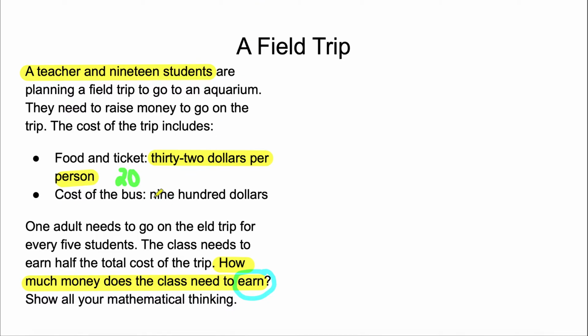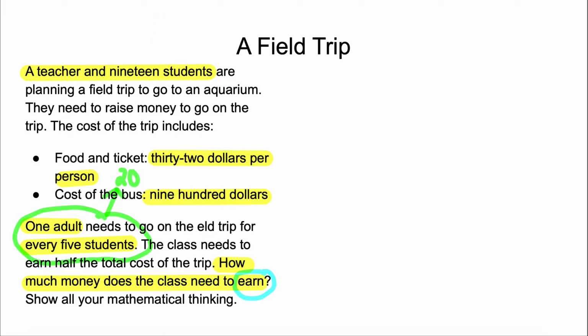I also know the cost of the bus is $900. That doesn't change based on the people. I just know there's $900 for the bus. One adult needs to go on the field trip for every 5 students. Oh, wait, one adult every 5 students. So that means I need to figure out how many adults we need too. So there's another piece of information that I need to solve for. I need to figure out, and this is going to impact my 20. I now know I'm going to have more than 20 because I need a few more adults on the trip.